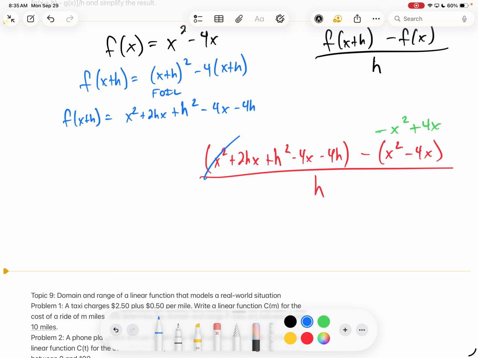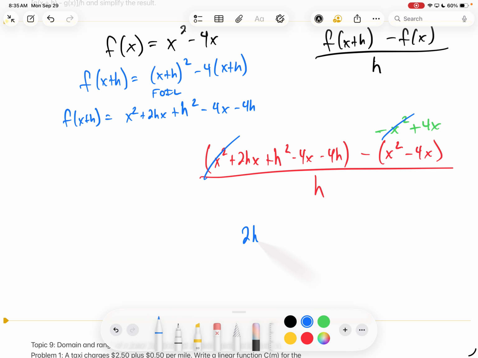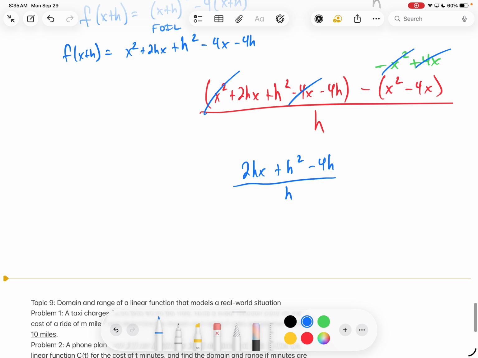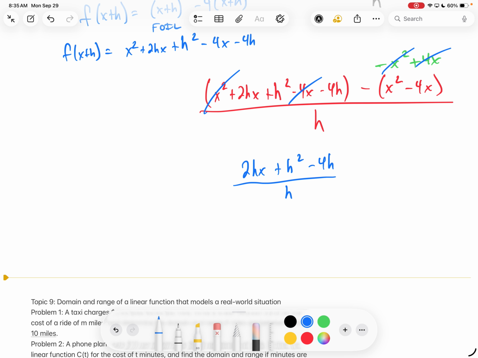So now if I look, x squared minus x squared, 2hx, I don't have anywhere to put. H squared, -4x plus 4x, and then minus 4h. So when you get done simplifying here, there should only be stuff with h's left. I think that's the way it'll always work out.